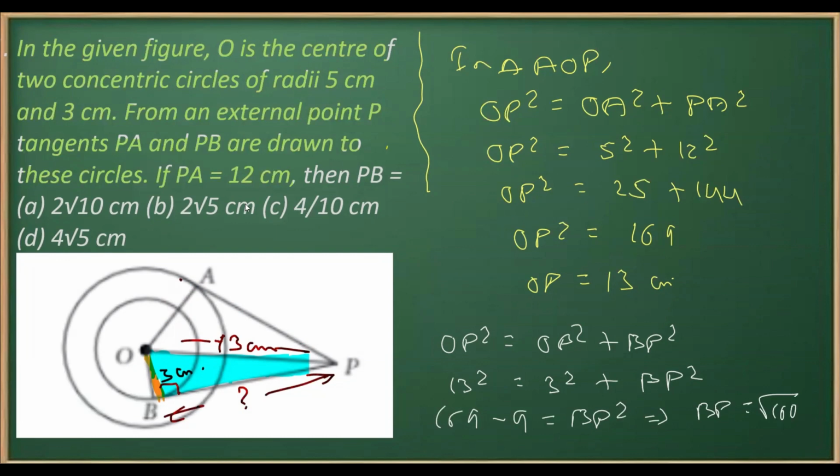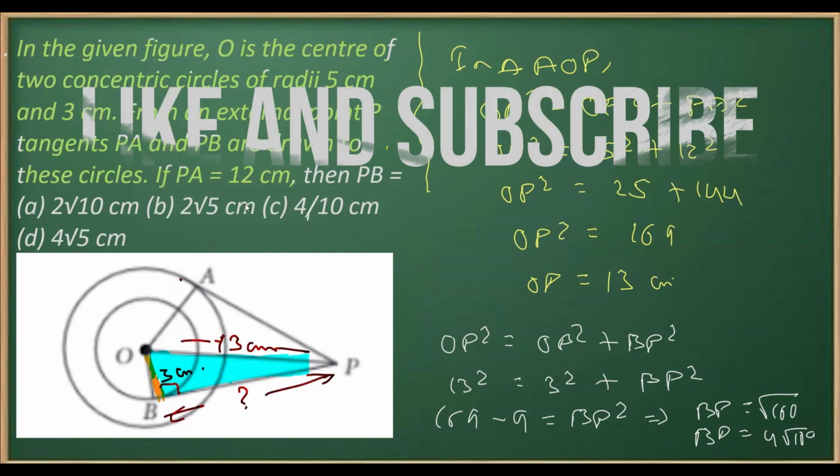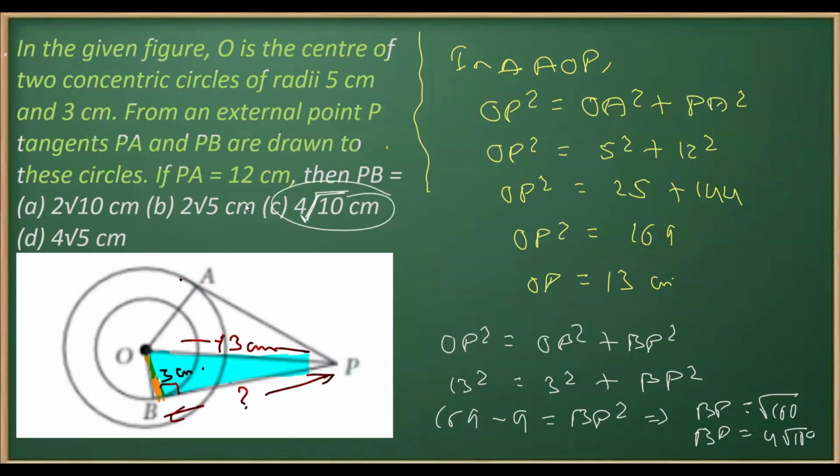Now I can see that this is 16 into 10, right? And I can write 16 as 4 square. So it's 4 root 10, right? So 4 root 10 is the answer for this. Well, this is an error while writing. So this should be option C as the correct answer. That is 4 under root 10 centimeter. Now let's move to the next question.